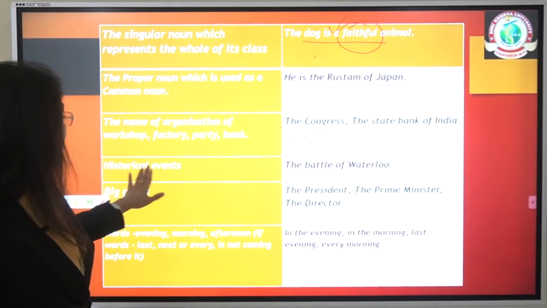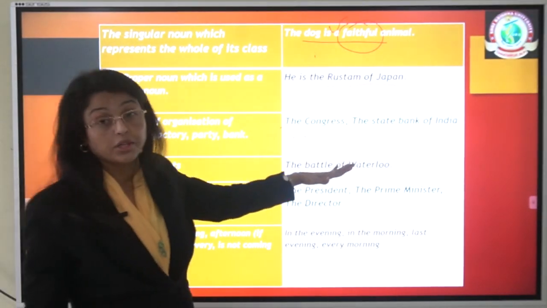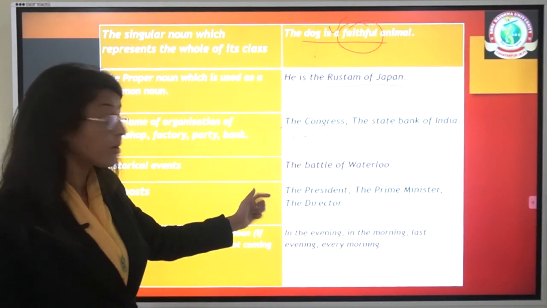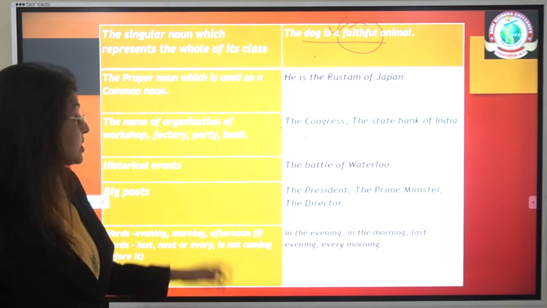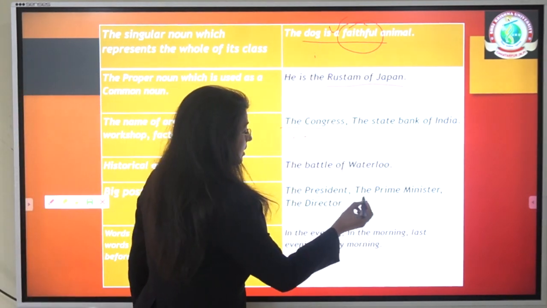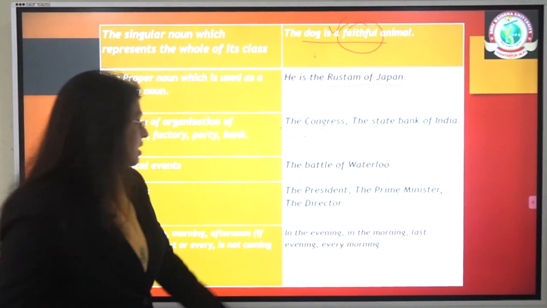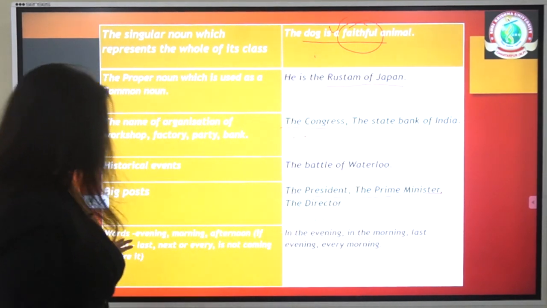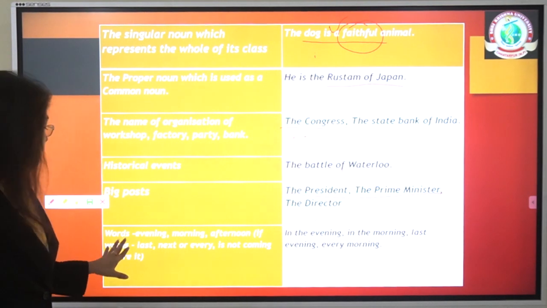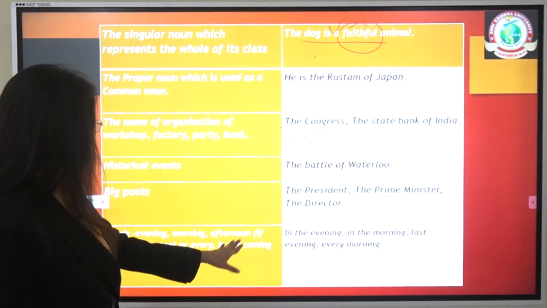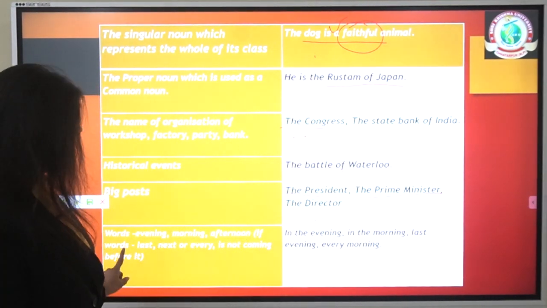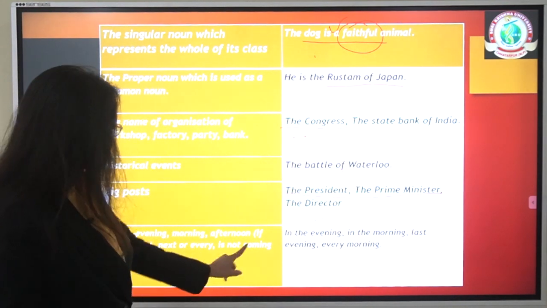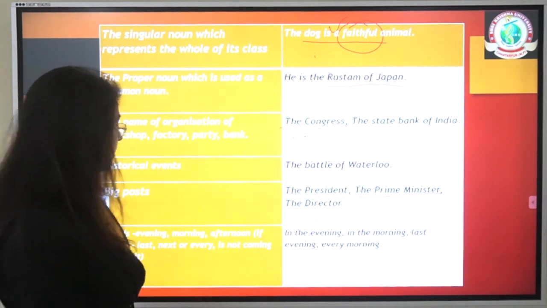Historical events: the Battle of Waterloo, it is a historical event. The Battle of Panipat, it is a historical event. Then big posts: the president, the prime minister, the director, etc. Where else is it used? Evening, morning, afternoon, if the words last, next or every are not coming before.